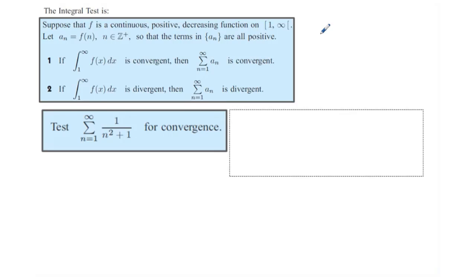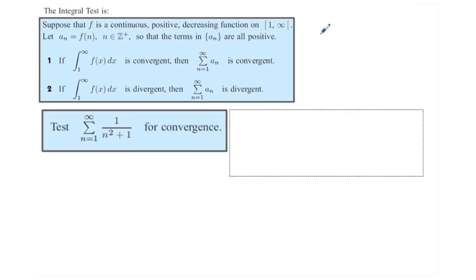Okay, here we're going to look at an example of the integral test to see if something converges. I'll just quickly run you through it. So suppose f is a continuous positive decreasing function on the interval from 1 to infinity. So it includes 1, but it obviously doesn't include infinity.